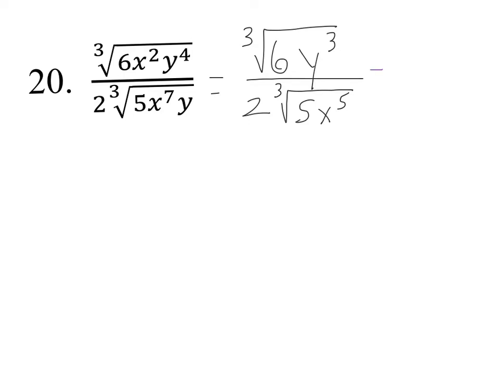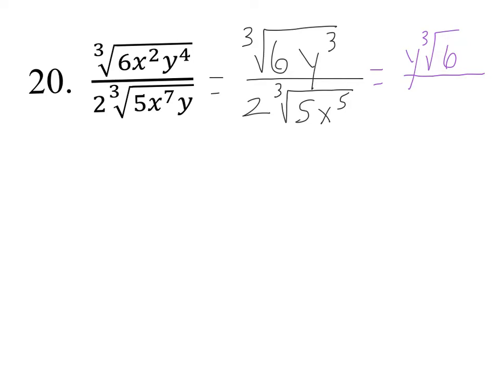And the reason why I can do that is because I noticed that I can take the cubic root of y cubed. That becomes just y on the outside, so I have the cubic root of 6 left over. And I for sure know I can't simplify the cubic root of 6 because only 2 times 3 multiply to get 6, and I can't simplify that any further.